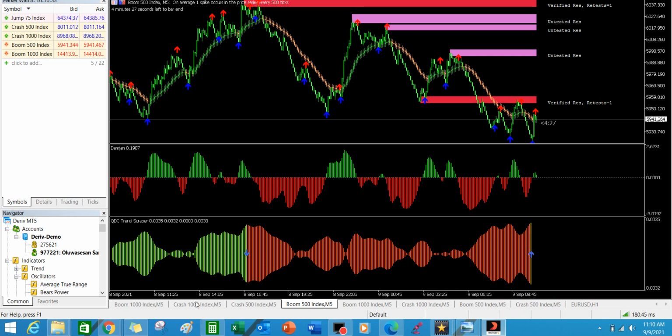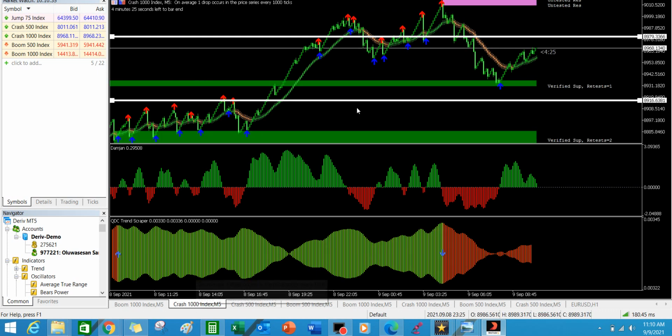So let's check out what is happening with Crash. Right here with Crash, you can see that when the market was on uptrend, we have a lesser amount of spikes happening. It keeps on going up and up and up. But when the market is on downtrend, starting from this resistance level, you can see so many spikes in Crash that are happening at this stage.